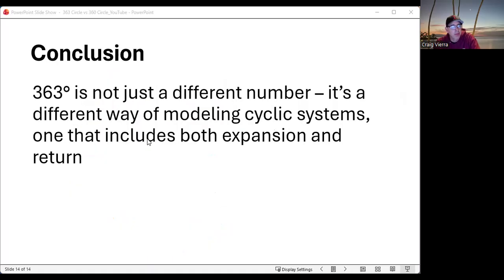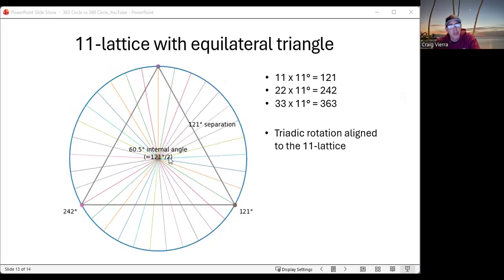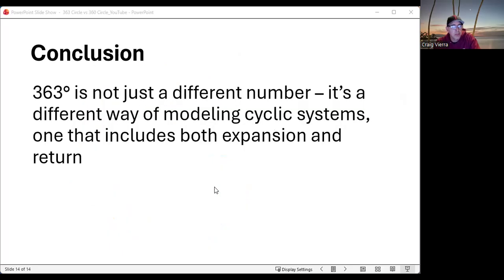So I'm going to talk more about that. This is kind of a teaser, because I'm going to show you how the heptagon can fit on here, and I'm going to map back all those 1089 multiples, which represent different dimensional shells in our system. And so here, to wrap up the video, 363 is not just a different number. It's a different way of modeling cyclic systems, one that includes both expansion and return.